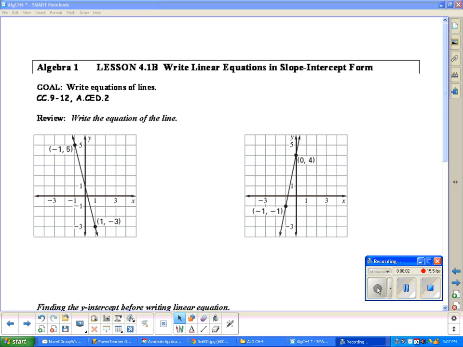Hi, this is part 2 of lesson 4.1, learning to write linear equations in slope-intercept form.